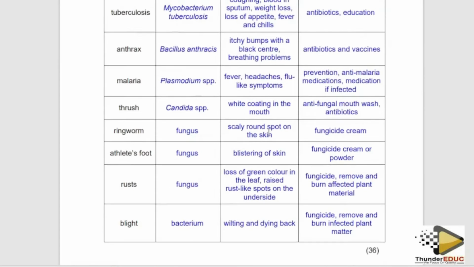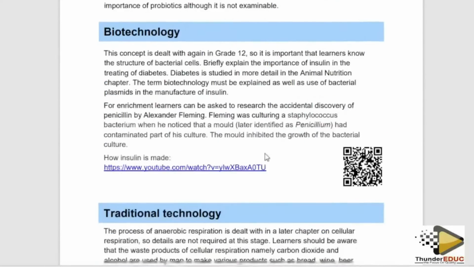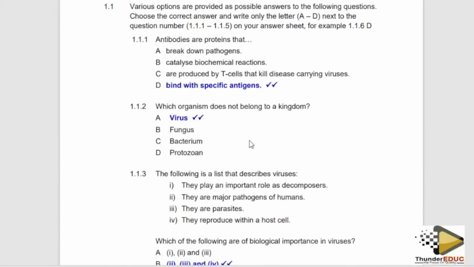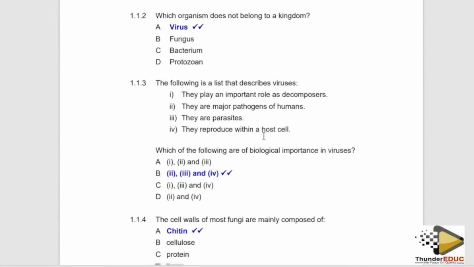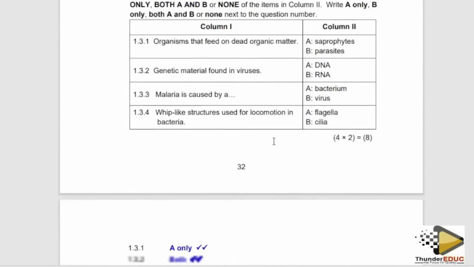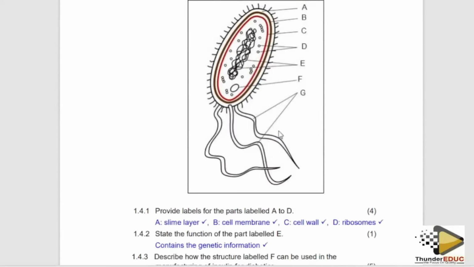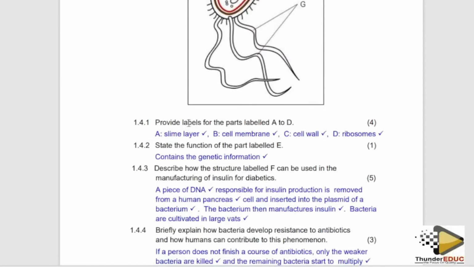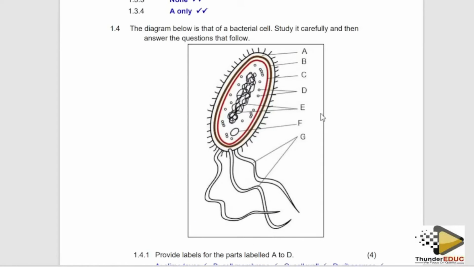So put less time here, and focus on those diagrams I've talked about, and also term two's work more. Why? Because we have already set term one's work. Structure of a bacteria: know how to label. Provide labels A to D. That's why I'm saying don't go to the paper without knowing the structure of a bacteria. I'm not saying it's going to come, but I'm saying don't go without knowing it.